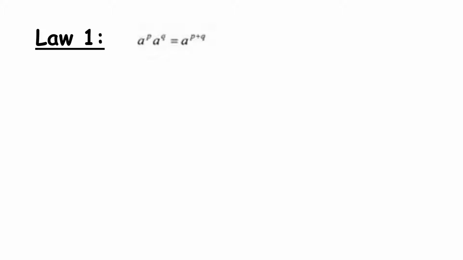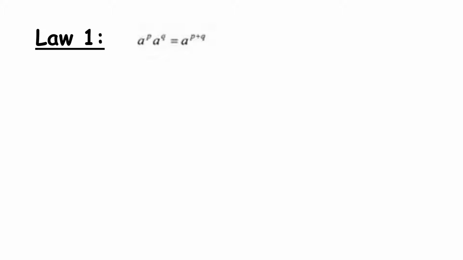So let's go through the laws now one by one. We're going to work through how they're derived or go through an example, and this is trying to help you have a better understanding of the laws. If you're absolutely fine with the laws and you'd like to go straight to the examples, just skip through the video until you find the examples.